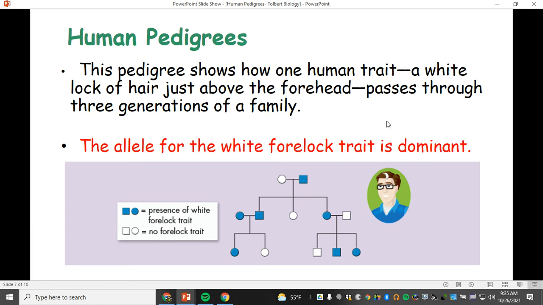For instance, this white lock of hair just above the forehead passes through three generations of a family. This allele is a dominant trait for the male, so in this particular one he's got that little stripe on his head, and he's affected. He gets together with a non-affected female, and they have some children. In the second generation, the first two kids are a male and a female, and another female. You can see this male is affected, this female is not affected, and this other female is not affected. It looks like it's definitely a dominant trait.